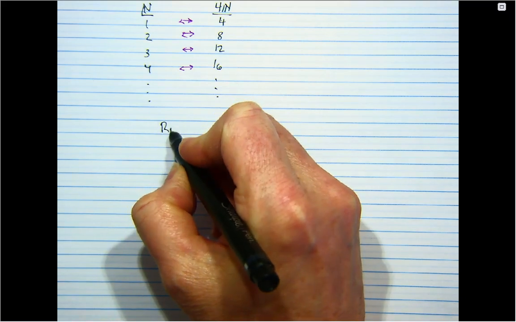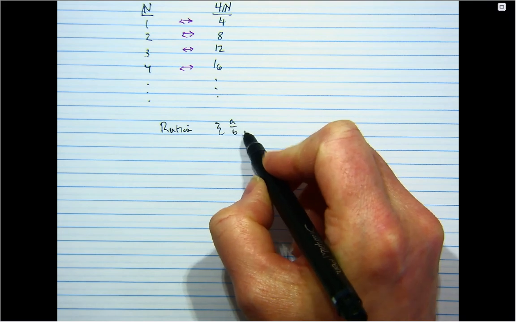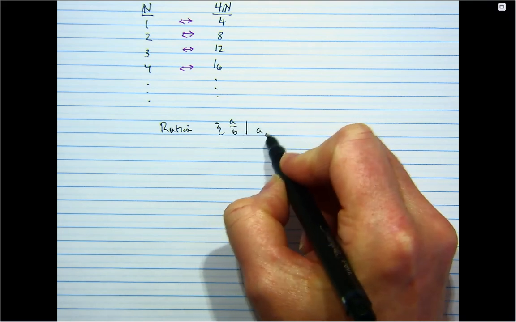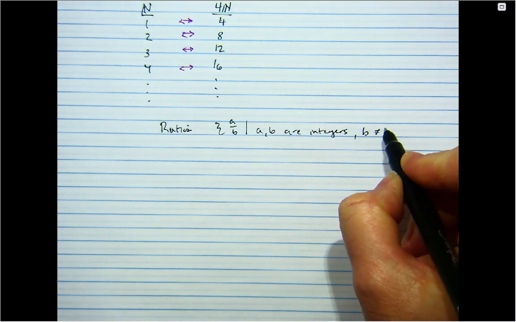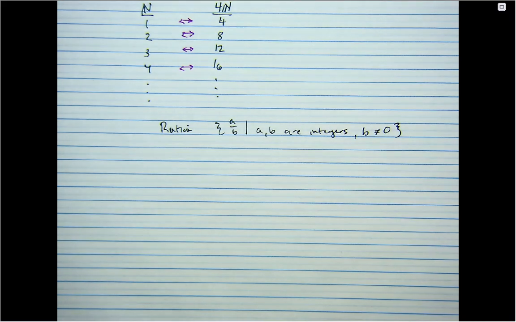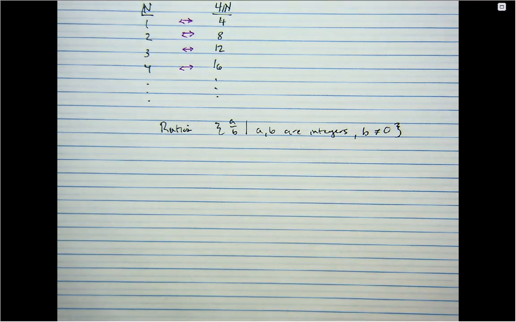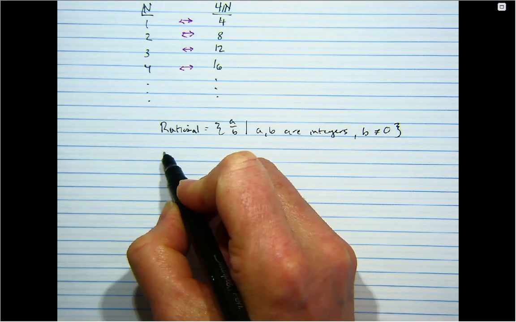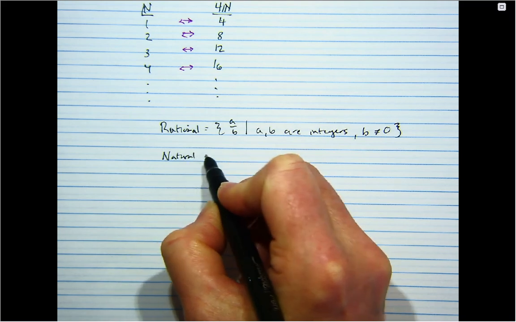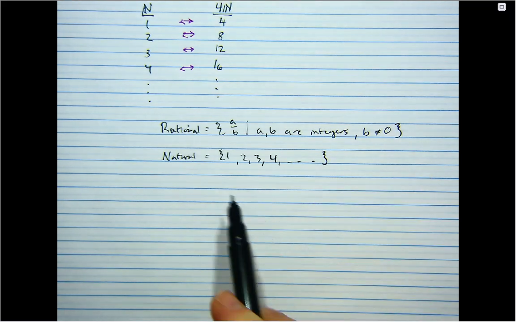So the rational numbers were the fractions. So you could write that in set notation, the little fractions a over b, and then this vertical bar is read such that a and b are integers and b is not 0. So those are the rational numbers, and then the natural numbers were those counting numbers that feel natural to count with.